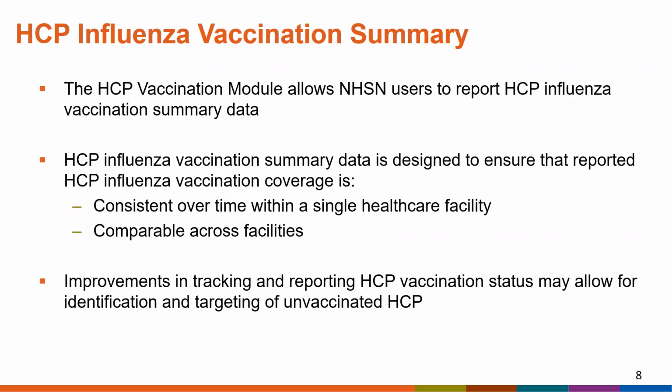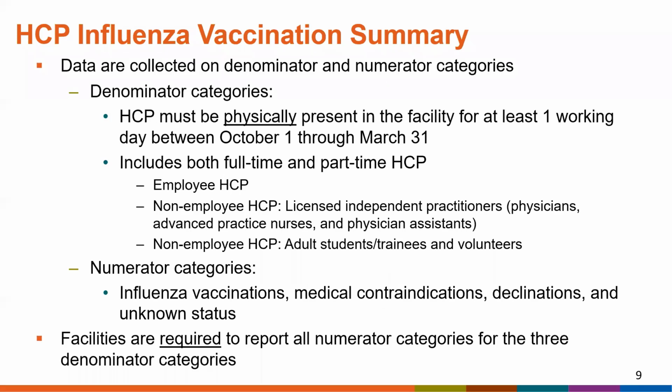Using NHSN reporting requirements to monitor influenza vaccination among healthcare personnel may also result in increased influenza vaccination uptake among healthcare personnel, because improvements in tracking and reporting influenza vaccination status will allow healthcare institutions to better identify and target unvaccinated healthcare personnel. Increased influenza vaccination coverage among healthcare personnel is expected to result in reduced morbidity and mortality related to influenza virus infection.